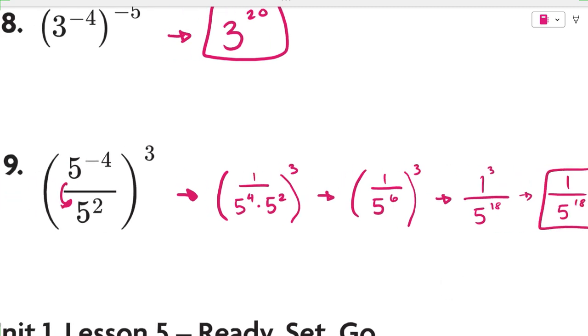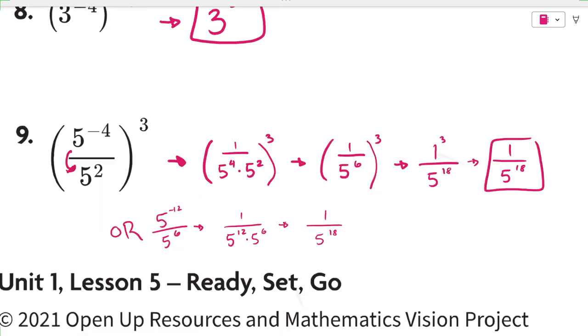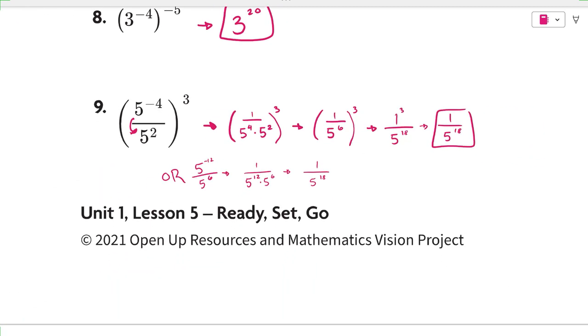If you had done this in a different order, maybe you did 5 to the negative 12 over 5 to the 6th, we would have still gotten the same answer. So we'd have to bring that 12 down to make it positive. And then 12 plus 6 is 18. So different order, same final result.